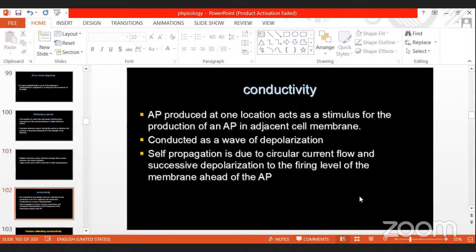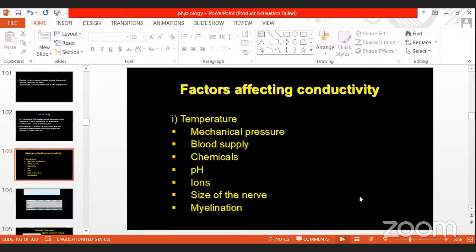Conductivity. The action potential produced at one location acts as a stimulus for the production of an action potential in the next cell. Means it is moving. It is like a wave of depolarization. So the factors affecting conductivity are temperature, pressure, blood supply, chemicals, pH, ions, size of the nerve, and myelination.